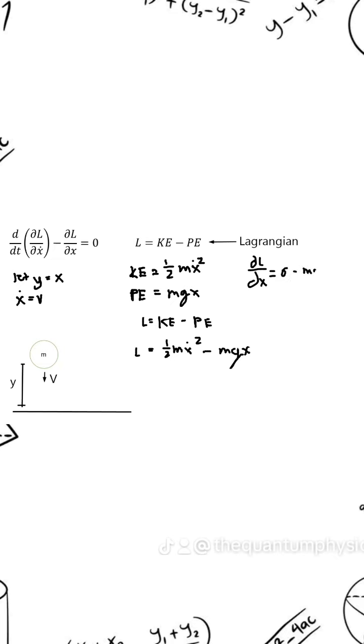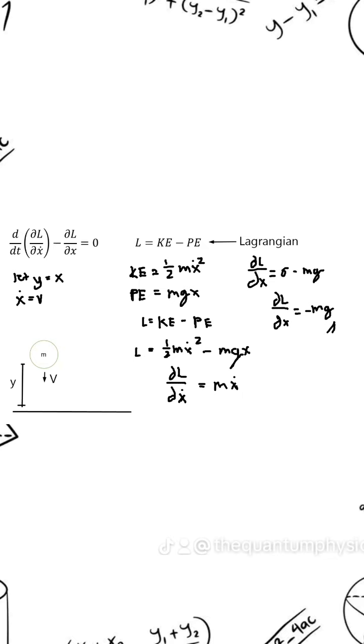So for me, let's start first with the partial derivative of the Lagrangian with respect to x. So that's going to be, partial derivative of L with respect to x is equal to negative mg. So that's the first equation. Now let's take the partial derivative of L with respect to x dot. So this is going to be m x dot. So now we have this.